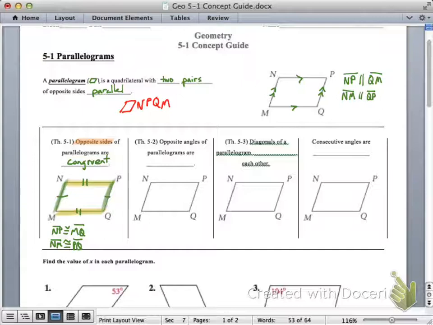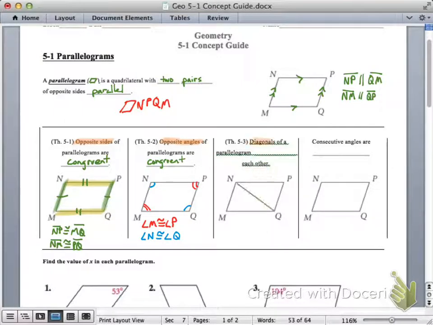Also, in our textbook, this is theorem 5.2: opposite angles of parallelograms are congruent. So angle M is congruent with angle P, and angle N is congruent with angle Q. So we've got a lot of congruent things. We have parallel sides, we have congruent sides, we have congruent angles. Opposite angles are congruent. But wait, there's more.